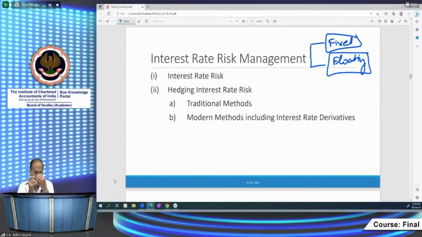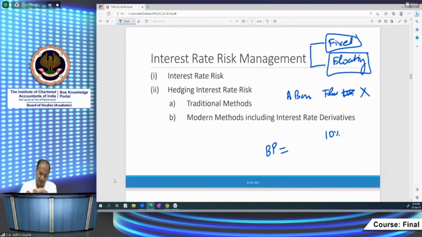Here is how we can hedge our risk. Suppose I'm just giving you a very small example. Today a company, not an investor, borrows money from a bank at a floating rate, some benchmark rate. Whatever the benchmark rate is, suppose today the benchmark rate is 10%. I'll just give you one more example.